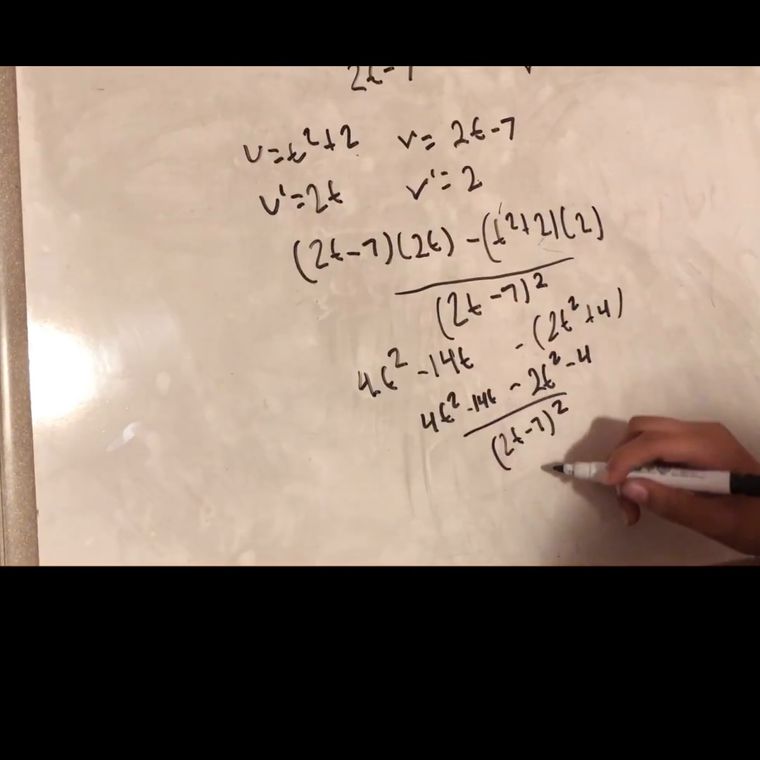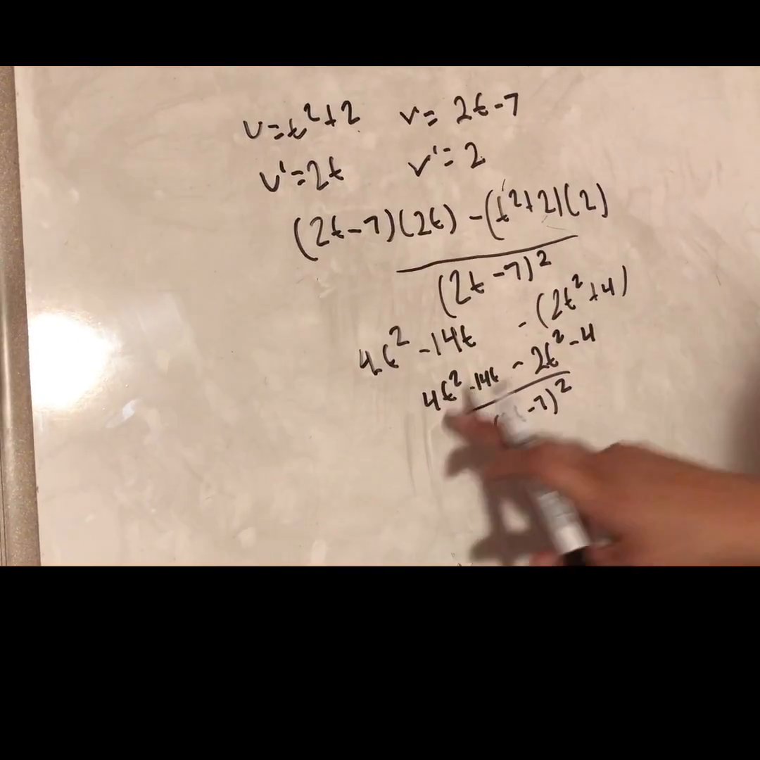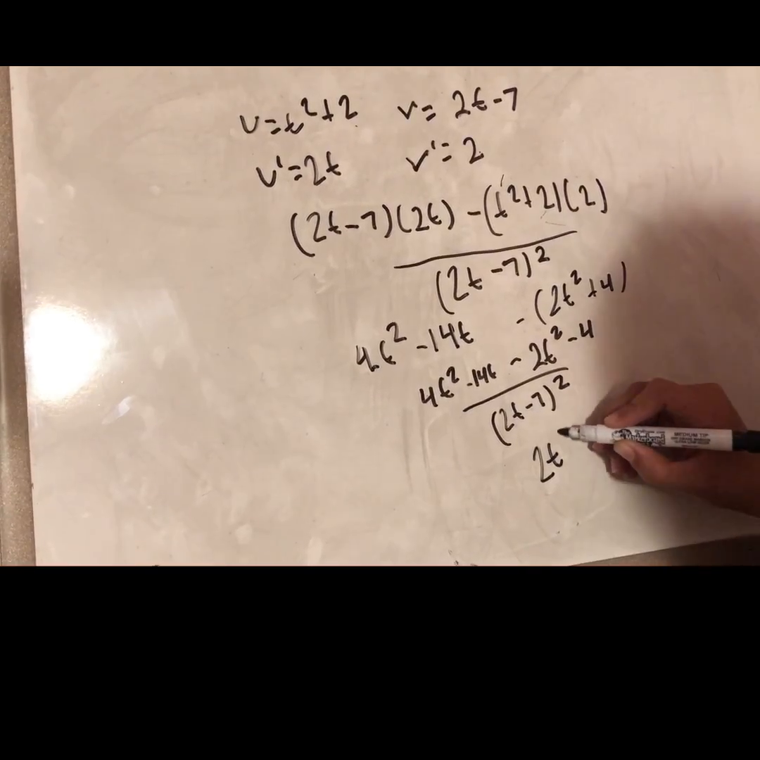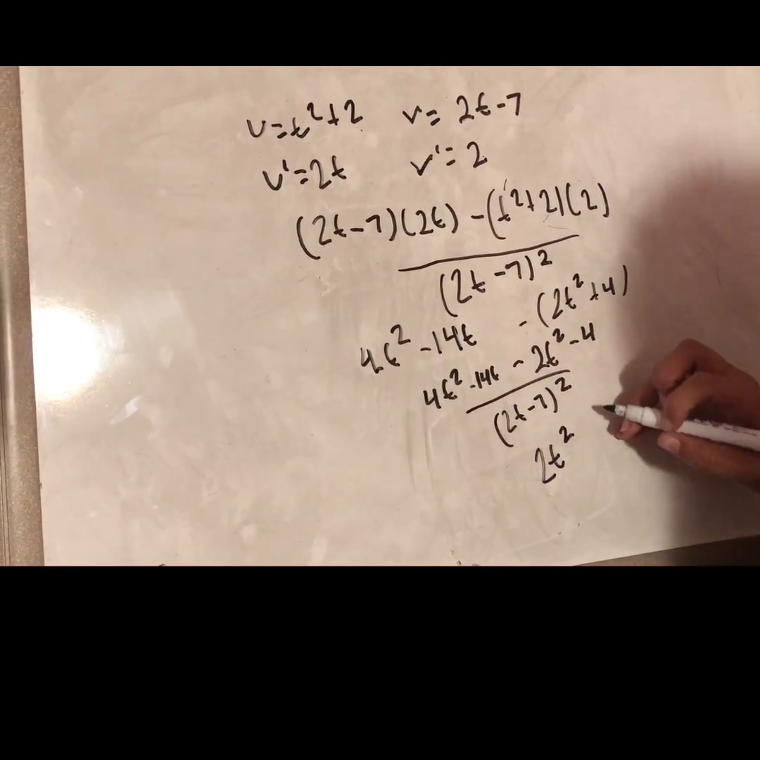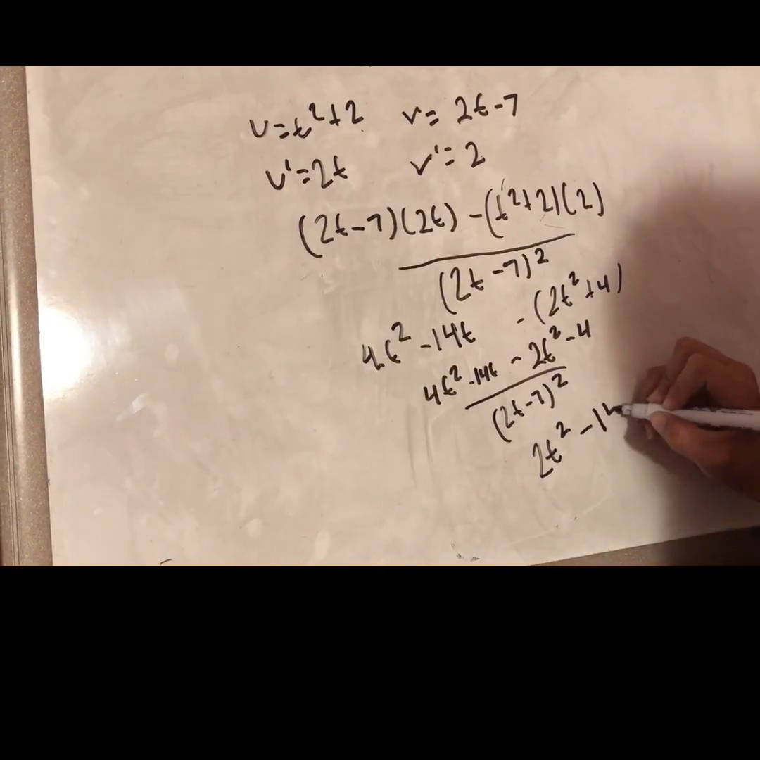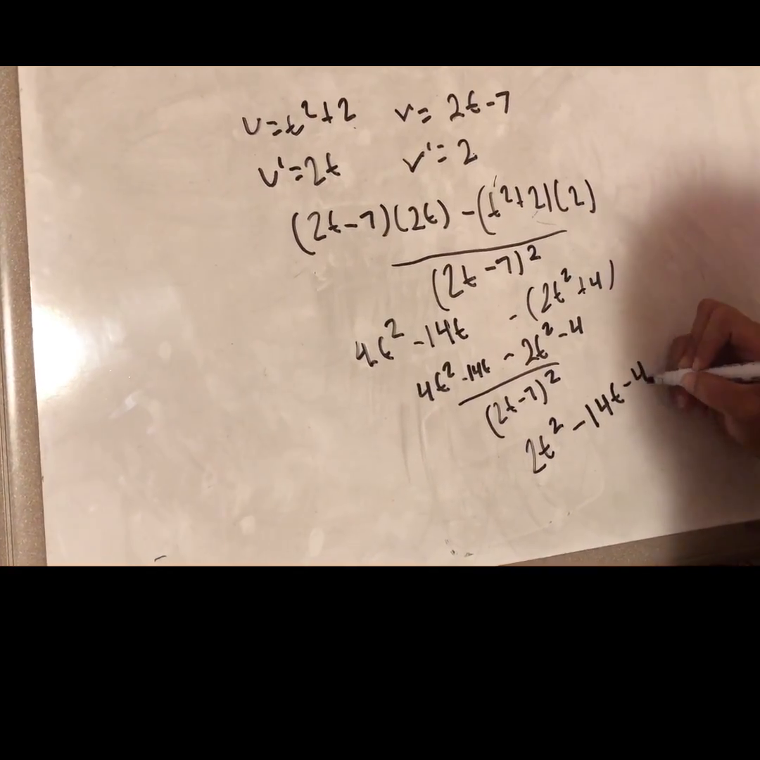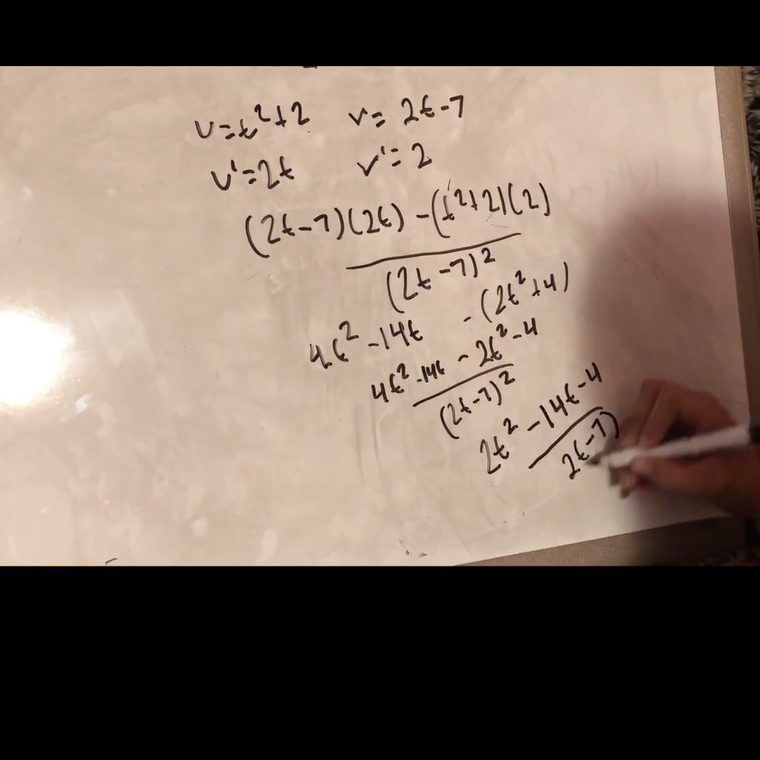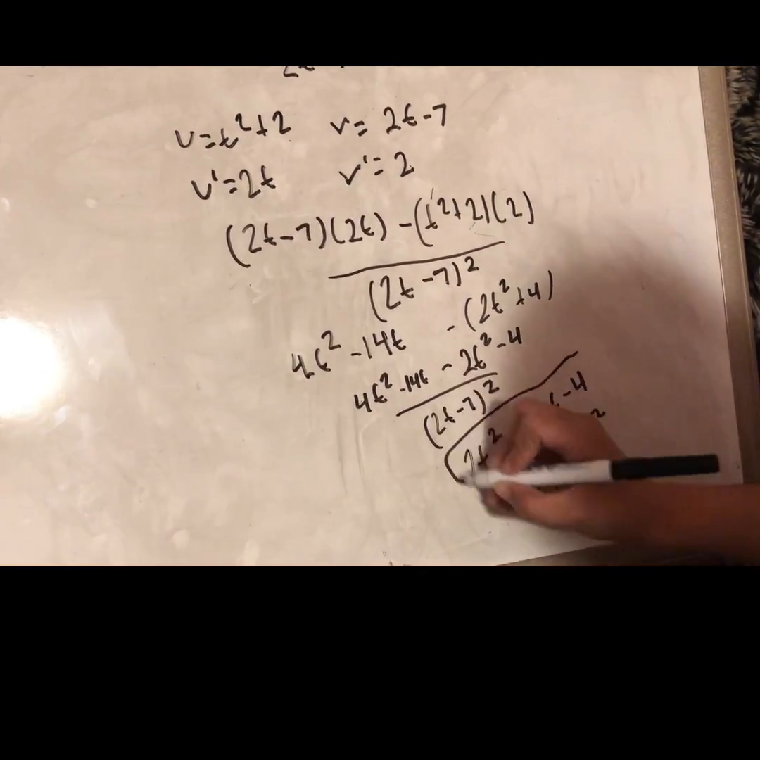So now you combine your like terms, which is 4t squared minus 2t squared, which is 2t squared minus 14t minus 4 all over 2t minus 7 over 2, and that is your answer.